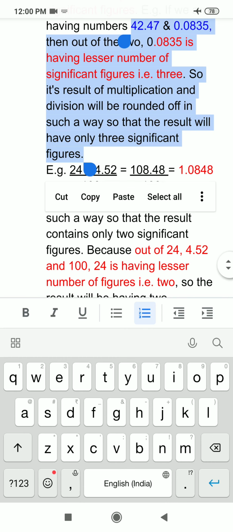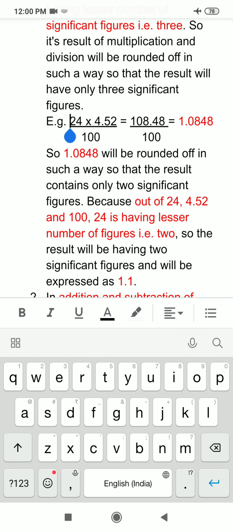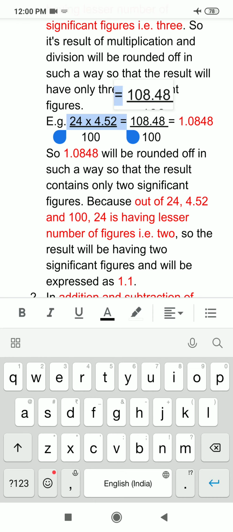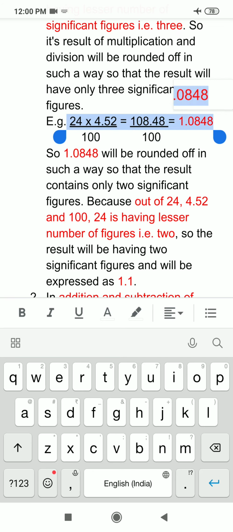Let us clarify this by taking one more example. Suppose I am having this example. I am multiplying 24 into 4.52 and dividing it by 100. So it is involving both multiplication and division. If I multiply 24 by 4.52, then I will get 108.48. Now dividing this by 100, I will get 1.0848.